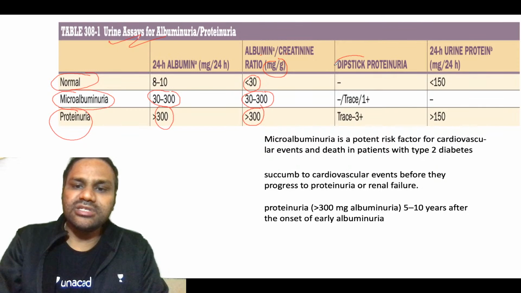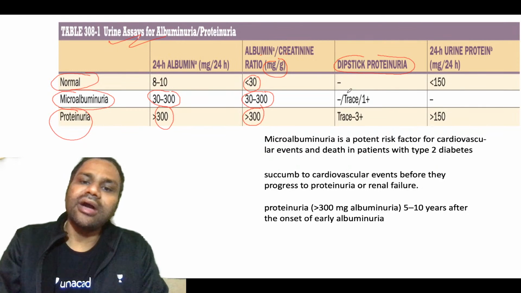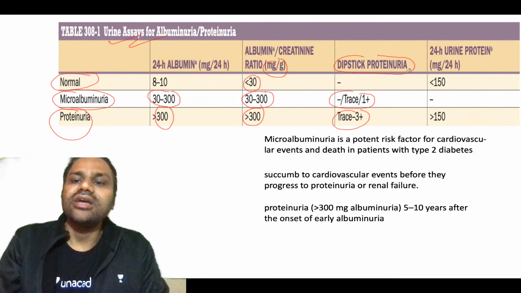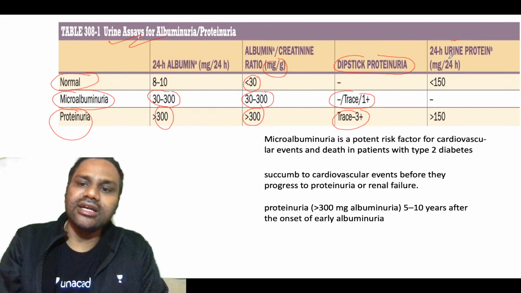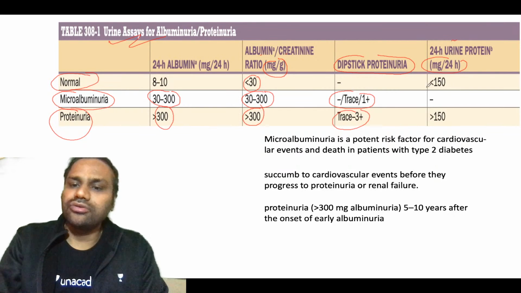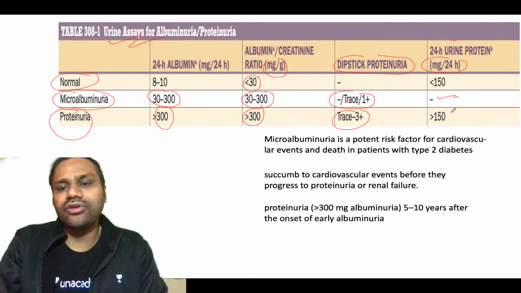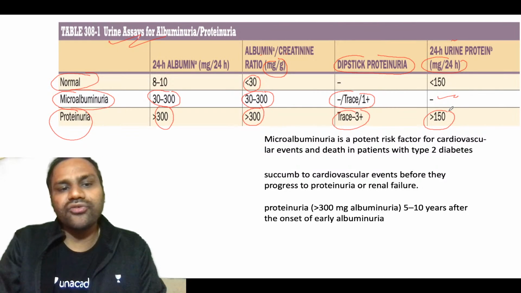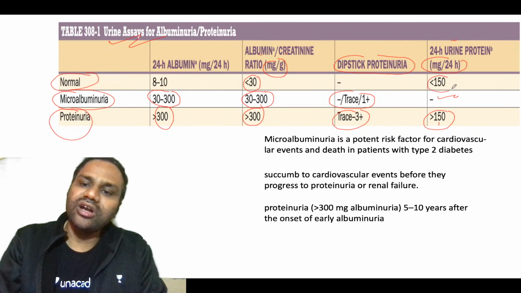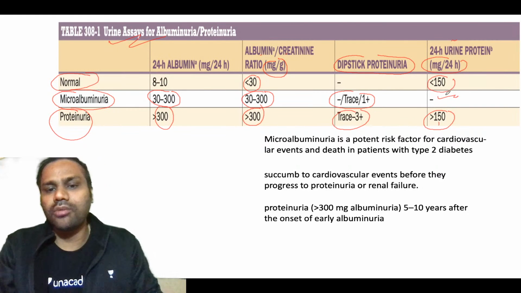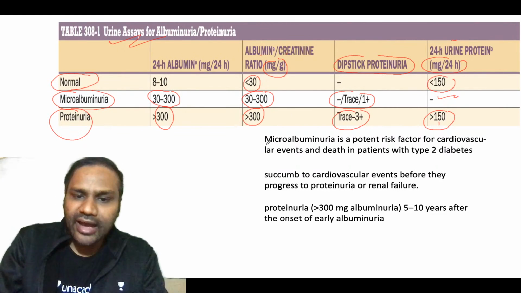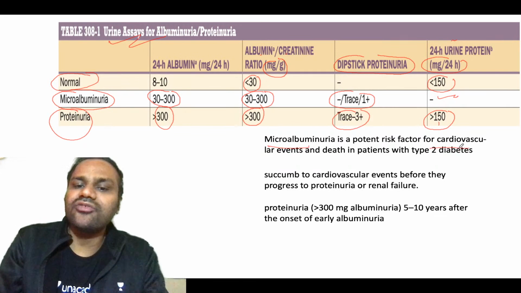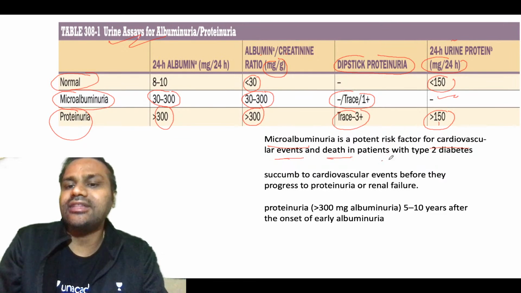In case of dipstick, microalbuminuria is negative, trace or 1+, and proteinuria is when you have 3+. In 24-hour protein, we don't have a category for microalbuminuria, but if it is greater than 150 milligram per 24 hours, that is proteinuria, and less than 150 milligram per 24 hours is normal. So remember, microalbuminuria is a potent risk factor for cardiovascular events and death in a patient with type 2 diabetes mellitus.